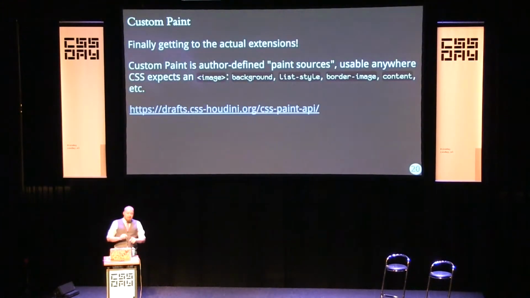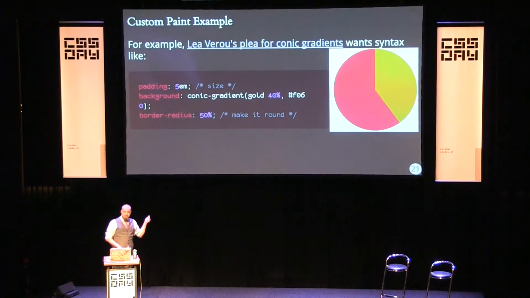So custom paint, we're getting to the actual extensions now. This was talked about a little bit in Philip's talk yesterday too. In fact, I'm going to point out a very similar example to the one that he had working live. Custom paint lets you define new image sources, which is anywhere an image can be used in CSS. For example, Lea Verou's conic gradients request, which is now in the spec, wanted to have something like this syntax.